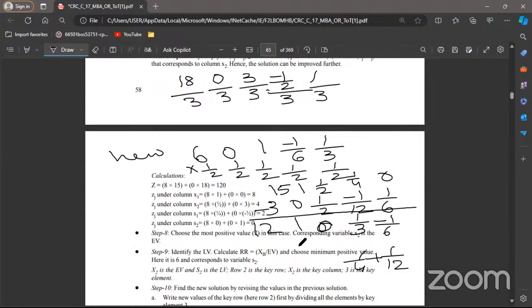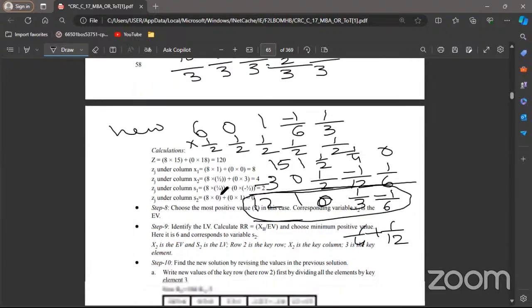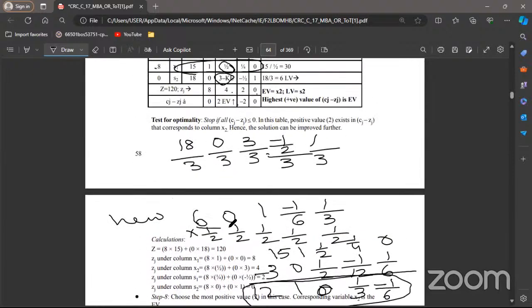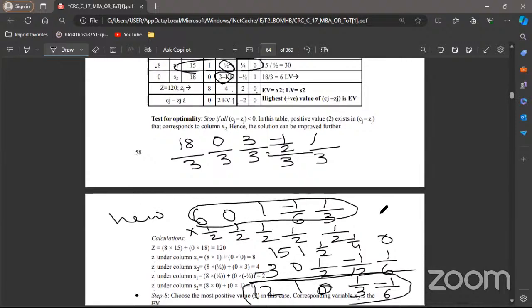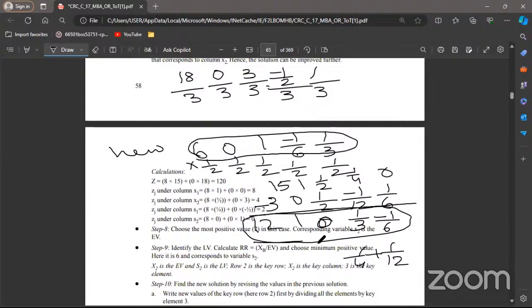So these are the new values of the non-key row. And here we have done the new values of the key row. These are the new values of the key row, new values of the non-key row. Is it clear?